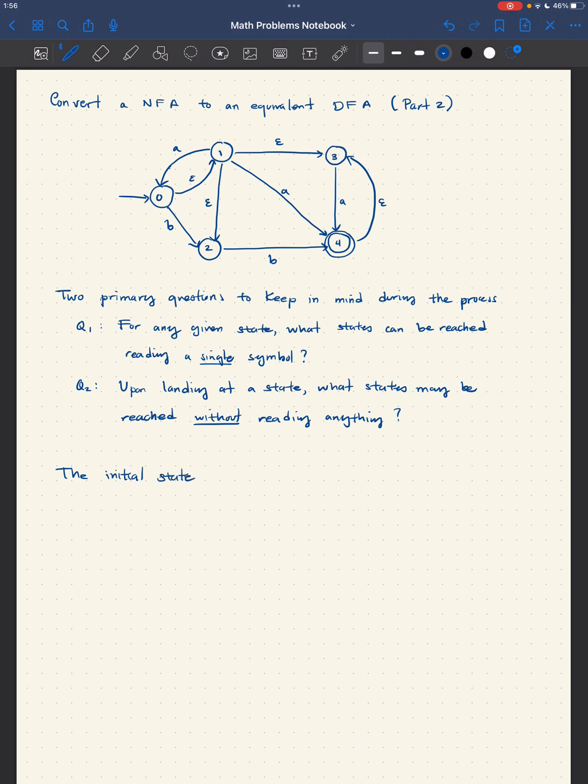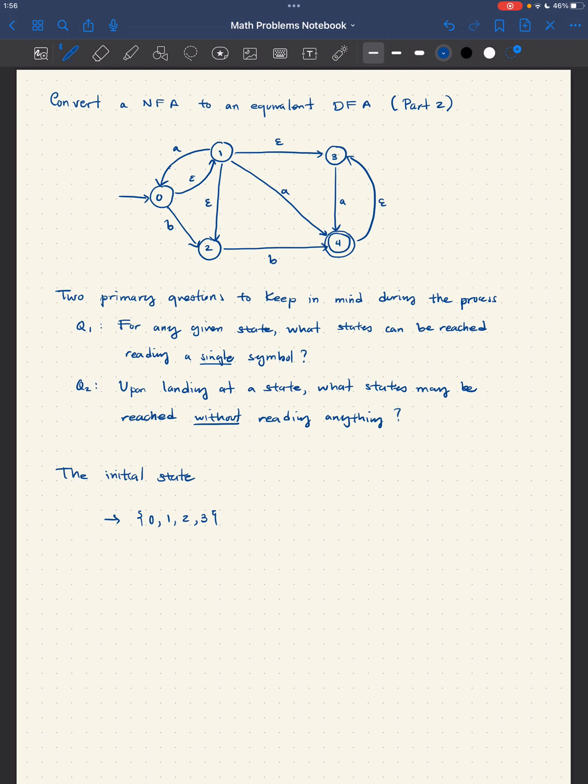So the initial state would be something along these lines: the state comprising 0, 1, 2, and 3. And I'll argue once again, why is this? Because those are the things that we can reach without reading any symbol from the initial state.